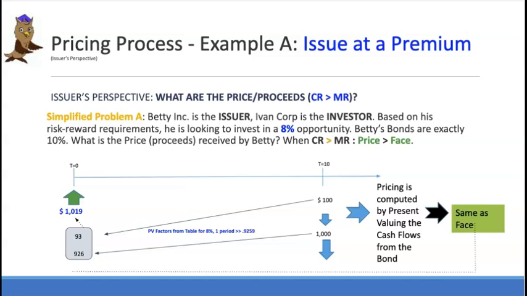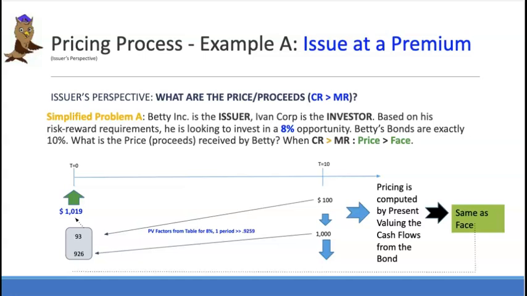That cash flow from the return of the face has a PV of $926, which is also present valued at 8%. Summing them up generates a price or proceeds of $1,019. So as expected, that means that when the market rate is less than the contract rate, the price of the bonds will be at a premium by a certain amount.